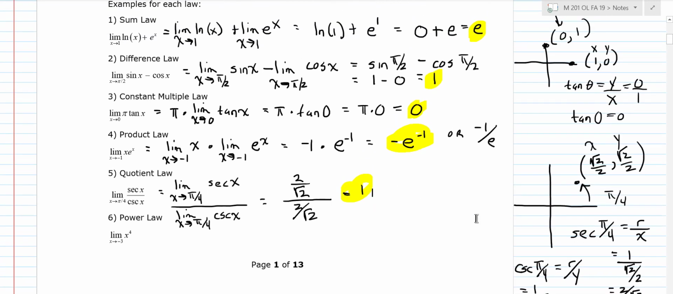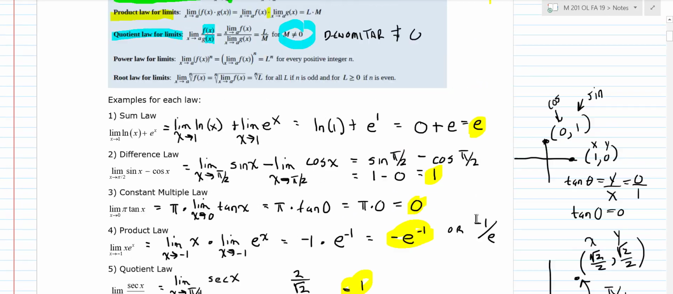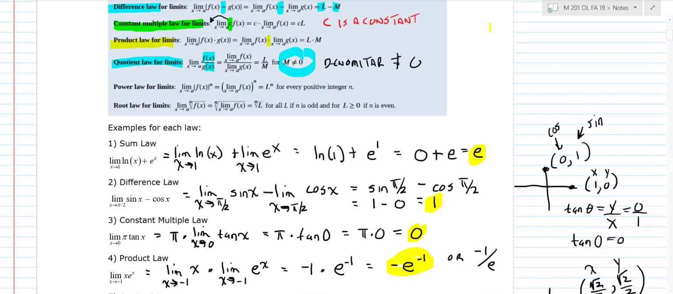All right. So I'm going to go up to my laws here and just show you how this power law works. So on the power law, if you have a limit of a function to a power, you do the limit of the function inside a set of parentheses, do that, then take it to the n power.